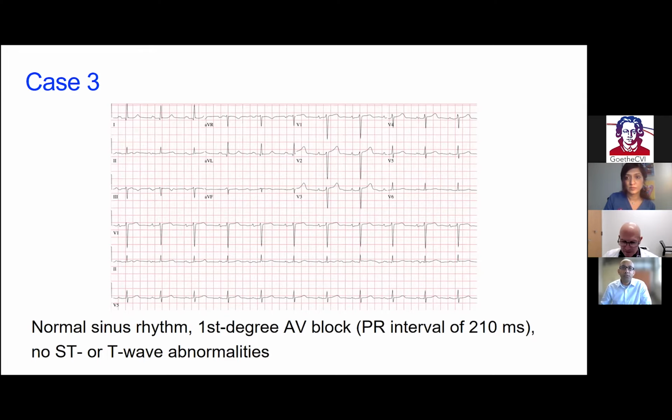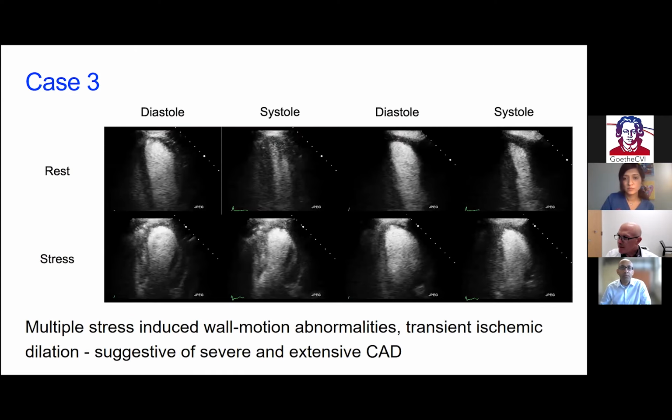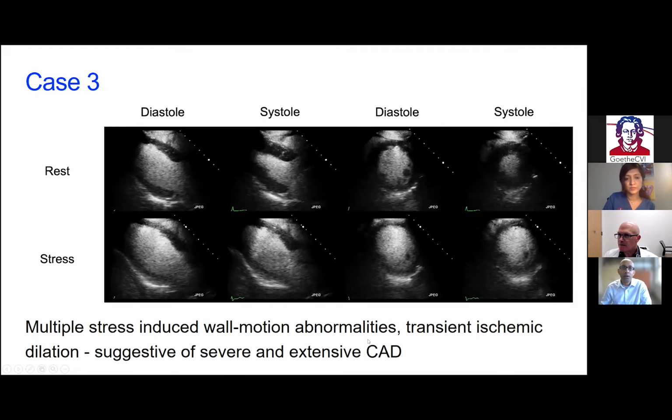So the primary care physician obtained a stress echocardiogram, and these are still images. On top, rest, and at the bottom are stress images. And what we can see is the cavity is larger on the stress images. So the patient had multiple stress-induced wall motion abnormalities and transient ischemic dilation. And this was suggestive of severe and extensive CAD. So these are the 4-chamber and 2-chamber views, and these are the parasternal long axis and short axis views. All are very concerning for severe CAD.